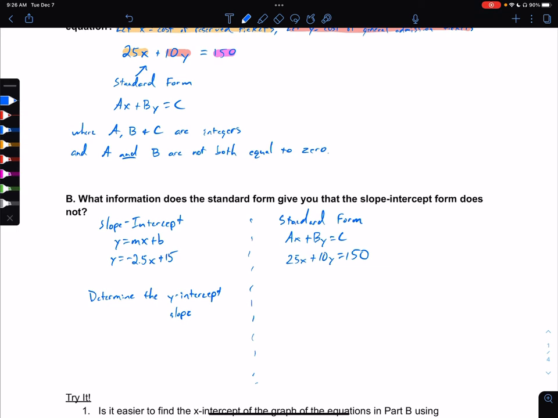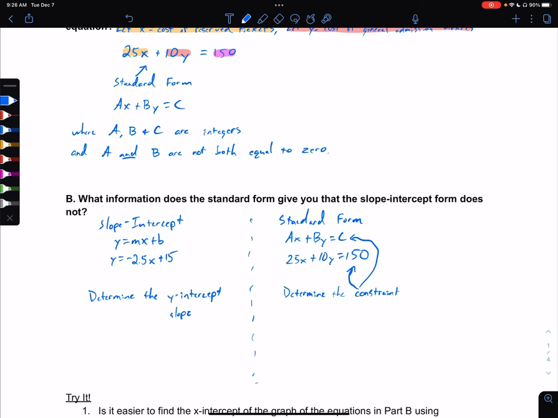In standard form, this 150 is going to be called the constraint. So we can determine the constraint pretty easily. That 150, the c value, would be the constraint. And now we might ask ourselves, how is that actually useful?